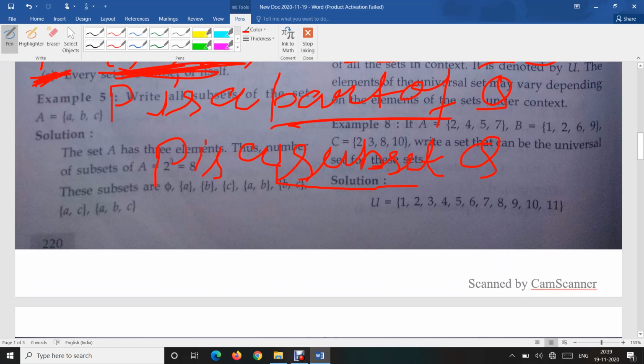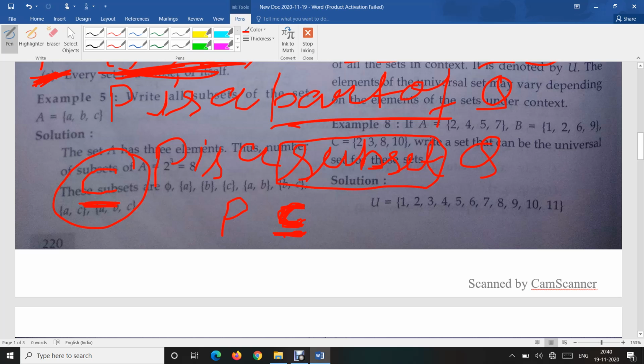Now, is there any symbol to represent subset? Yes, we have a symbol to represent subset. We represent subset as a sleeping U with a line under it, just like a U and this line. So the sleeping U on the line is the symbol of the subset.